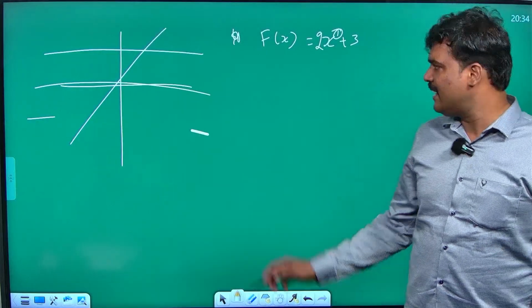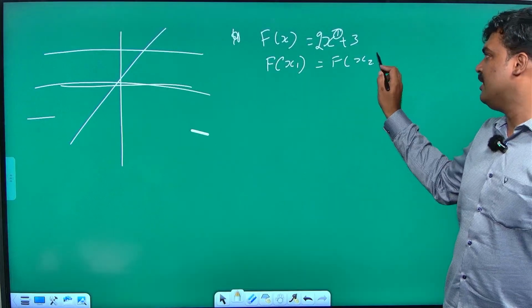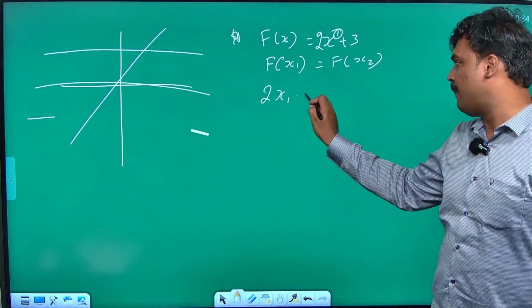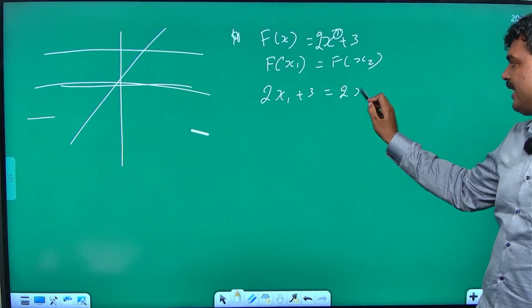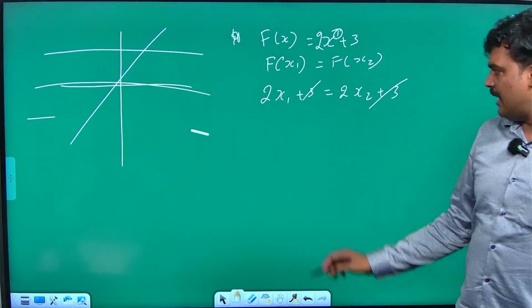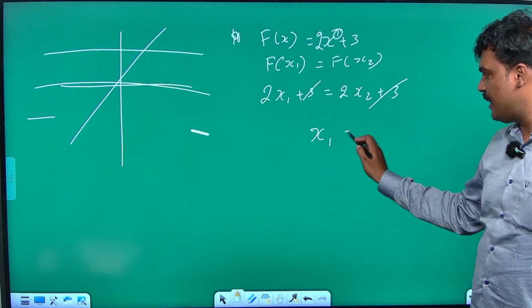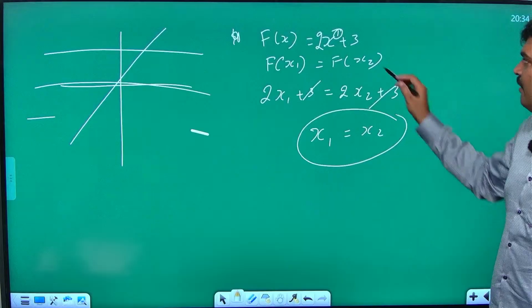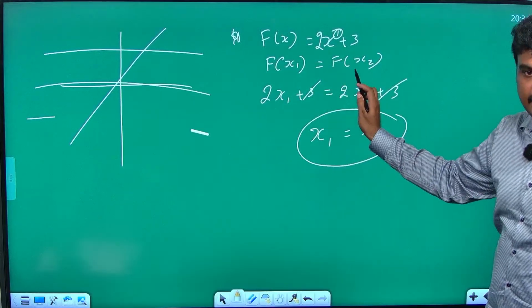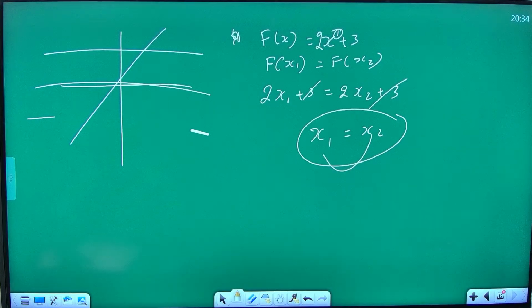So how to prove it, sir? Yes, of course, f of x1 equal to f of x2. Now, just substitute: 2x1 plus 3 will be equal to 2x2 plus 3. So I can eliminate the plus 3 on both sides. In the next step, I will eliminate the 2 also. Now it comes like x1 equal to x2. This condition, f of x1 equal to f of x2, is possible only when x1 is equal to x2. So I will end up concluding the function is one-to-one.